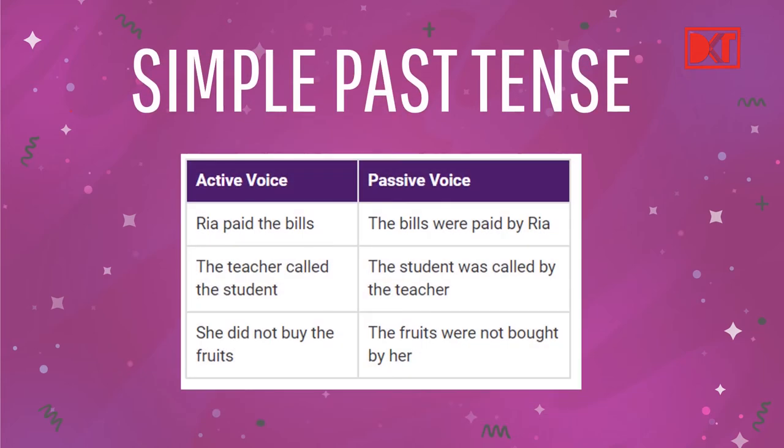Okay. Now we move on to the simple past tense. Here you see, Riya paid the bills. The bills were paid by Riya. Simple past hai. Past participle ho gaya. The teacher called the student. The student was called by the teacher. She did not buy the fruits. The fruits were not bought by her.